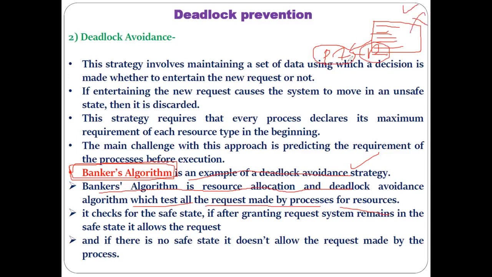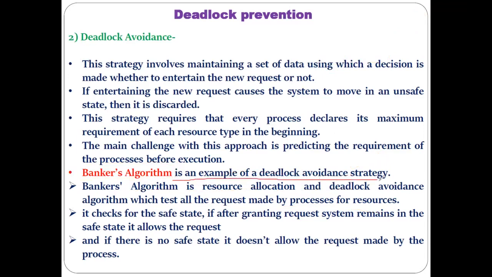By allocating a certain resource to P7, if the system will be in the safe state, then only the banker's algorithm will allocate the resource to P7. But if by allocating this resource to P7 the system is going to the unsafe state, in the sense that the system may go into deadlock, then the banker's algorithm will not allocate the resource to the process. The same thing I have written here. The banker's algorithm is an example of a deadlock avoidance strategy. It is a resource allocation and deadlock avoidance algorithm, which tests all the requests made by the process for the resource, and checks for the safe state and the unsafe state.